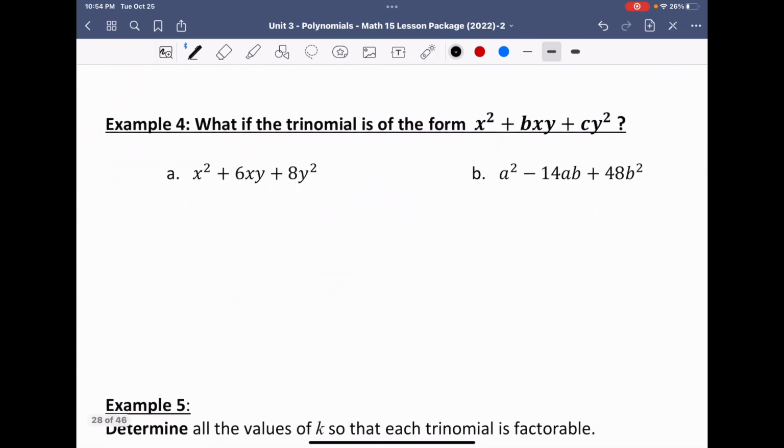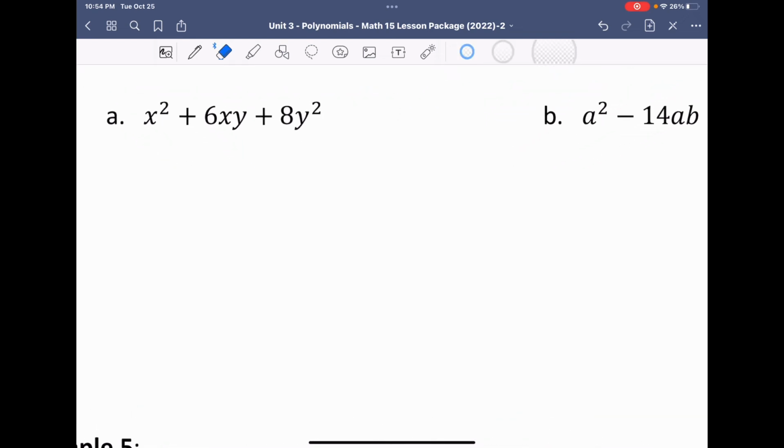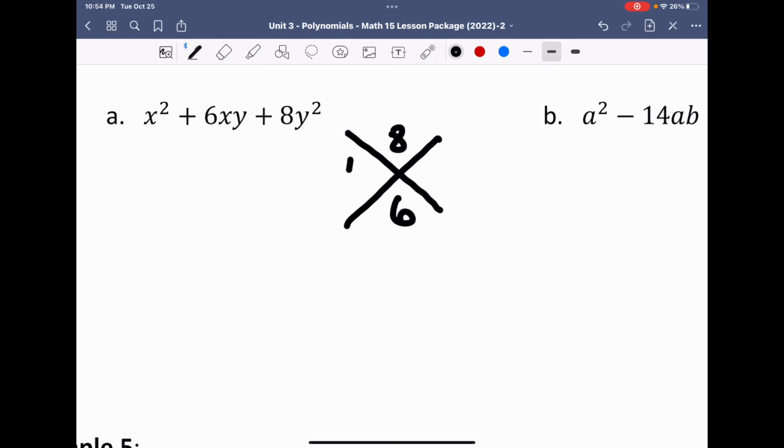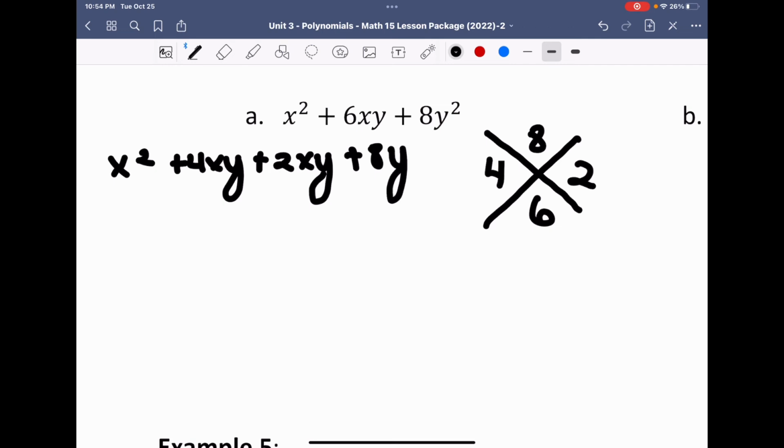All right, so for example, if we have multiple variables going on, well, we've handled these before. We're going to do a similar approach. I have to multiply to make my outside number, and add to make the middle number. What two numbers will multiply to make 8 and add to make 6? Well, I would argue they're 4 and 2. And so now I can substitute that in for the middle. x squared plus 4xy plus 2xy plus 8y squared.